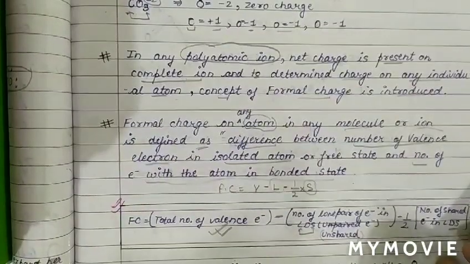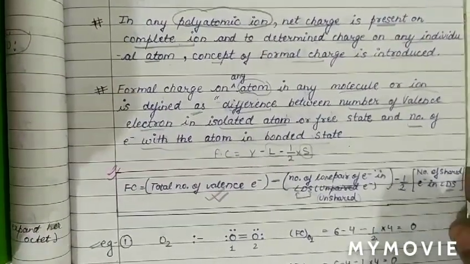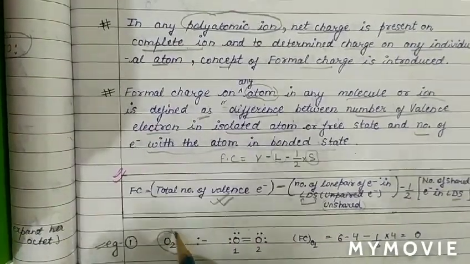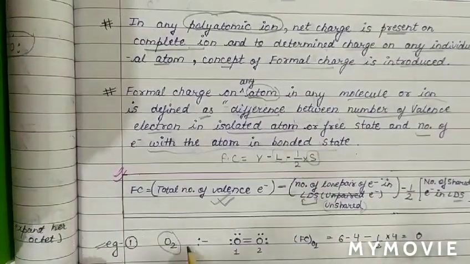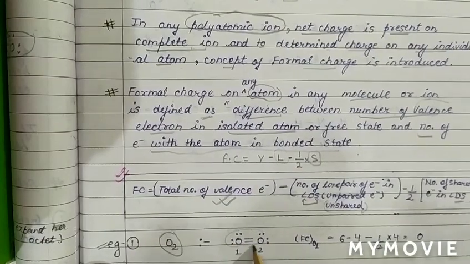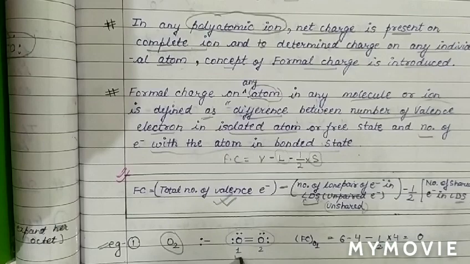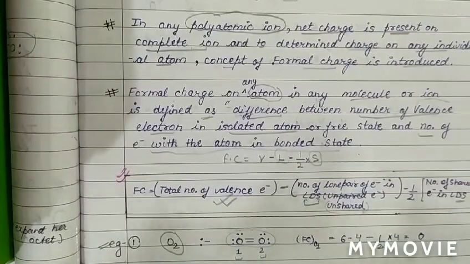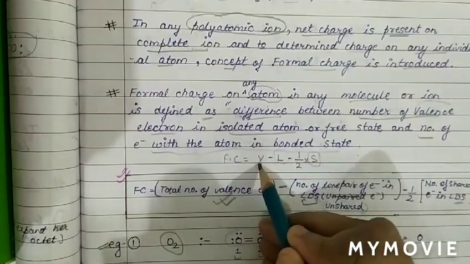Now we will use the following examples to explain the formal charge. First we are calculating the formal charge on each oxygen atom and the formal charge on the oxygen molecule. As we know, the Lewis dot structure of O2 is this one. Now number each oxygen atom: this oxygen atom is number 1 and this is number 2. First we are calculating the formal charge on the first oxygen atom. As we can see, the formula is valence electrons.